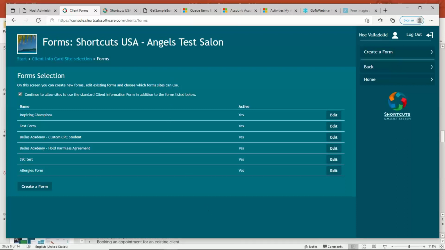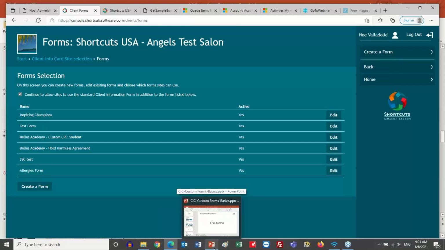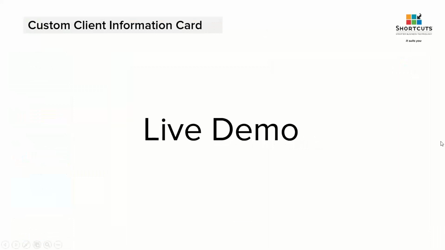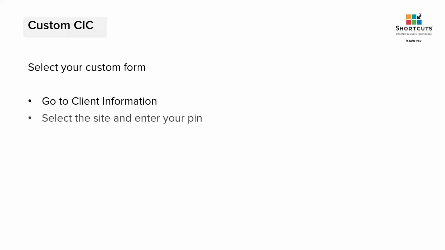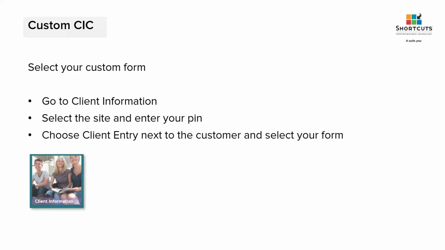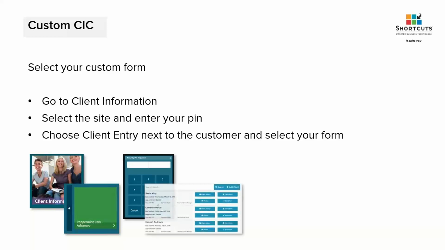So again, if your business requires you to have multiple forms, they're very easy to set up, very easy to access. So let's actually talk about accessing it. When you go to your client information, Shortcuts is going to ask you for your security PIN. Once you're there, you're going to search for a customer, choose client entry, and then select the forms button.